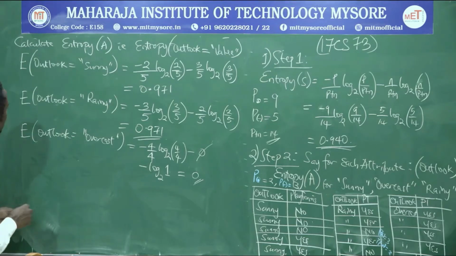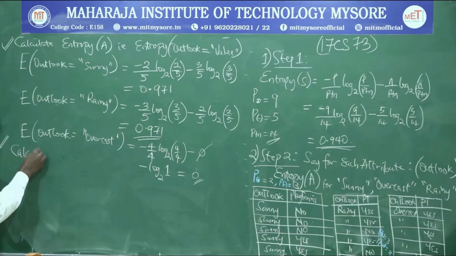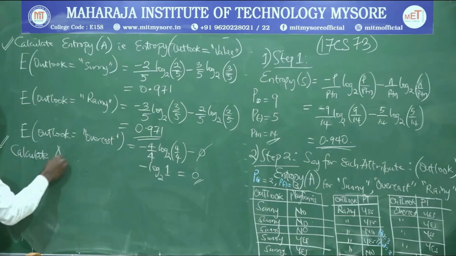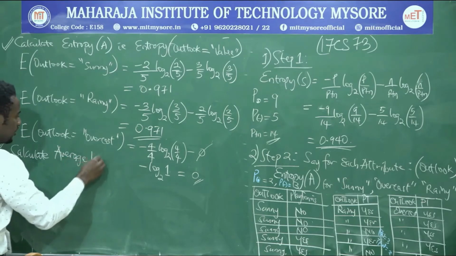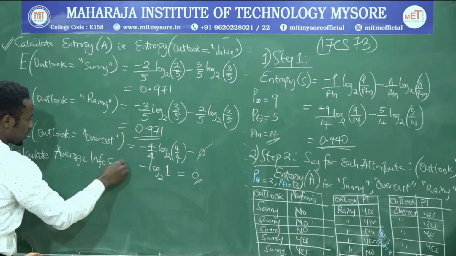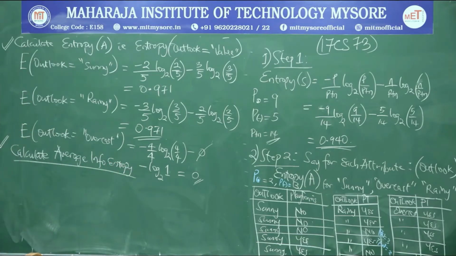Here we calculate what now? Average information entropy. See, this is lengthy as you can see. So we calculate the average information entropy. How do we calculate this? If you remember that formula, right? It says I of the attribute. So what's the attribute now? Outlook.